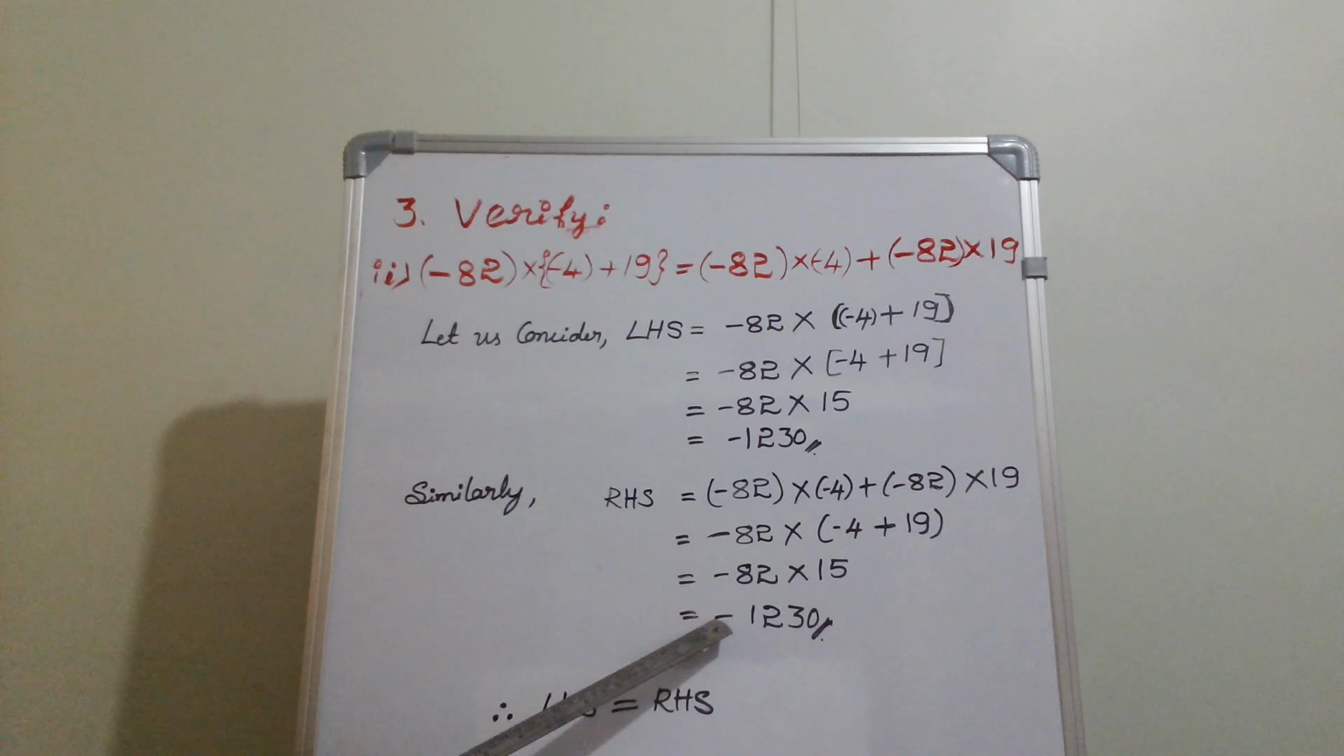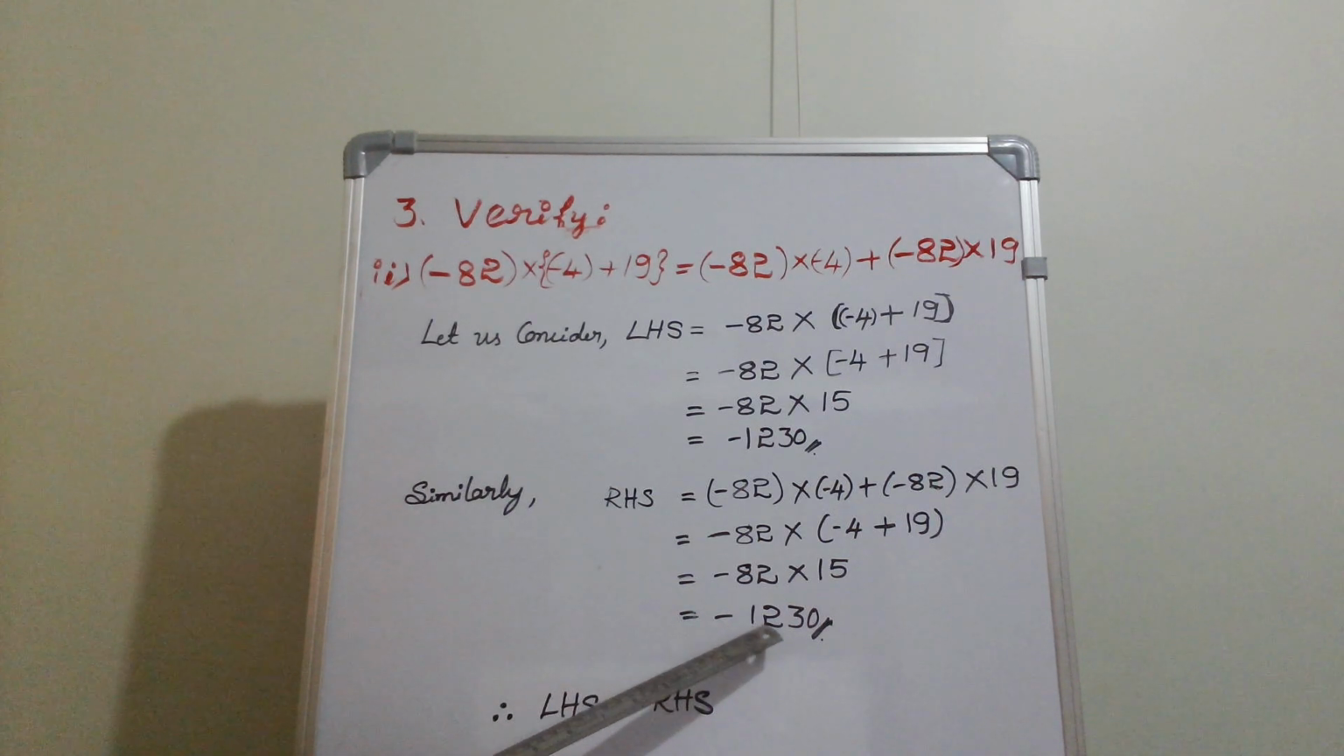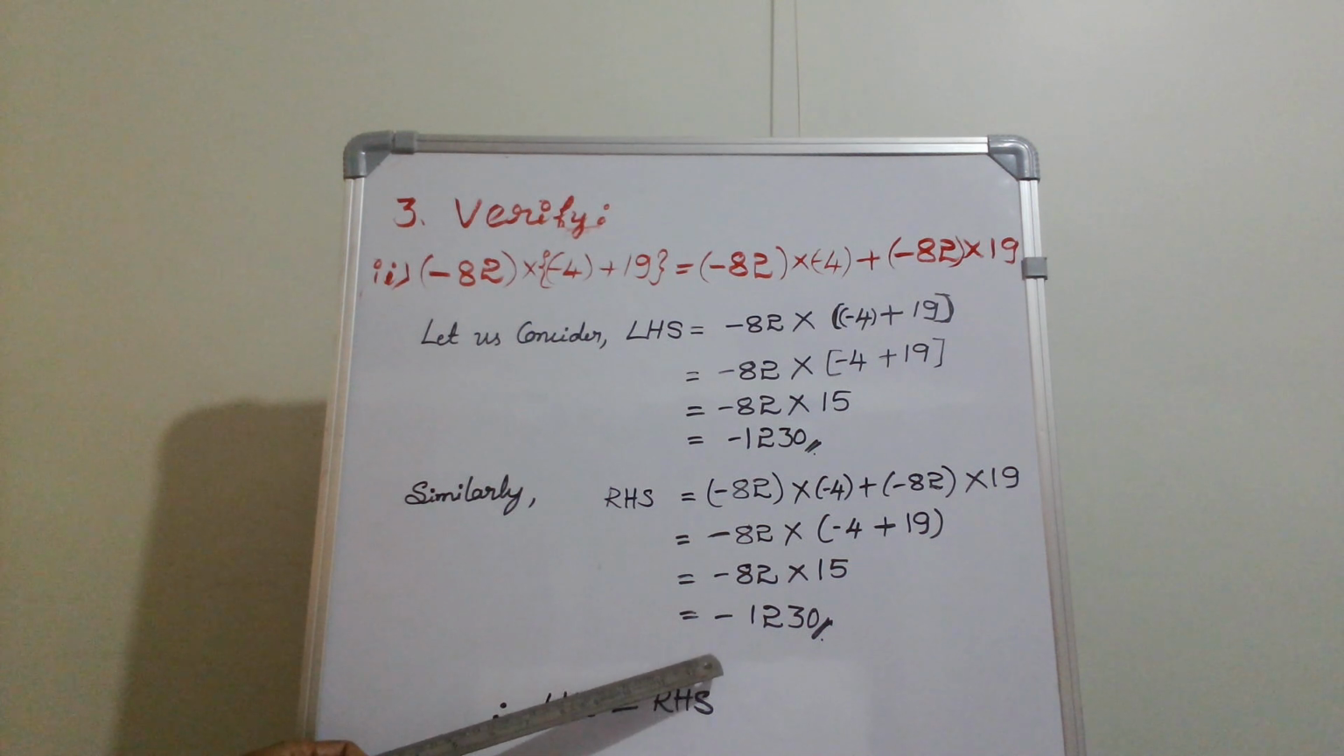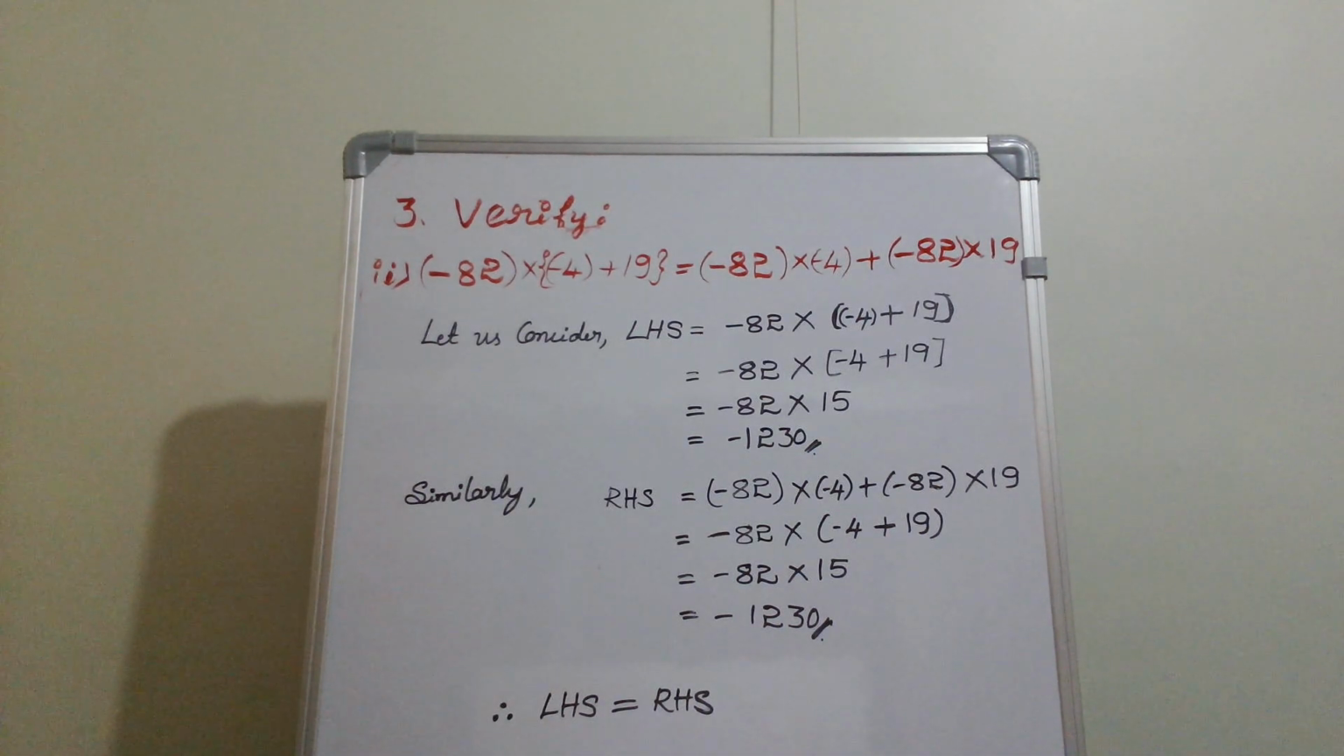So minus sign as it is. So we get minus 1230 as the answer. Both LHS and RHS have the same answer. So LHS is equal to RHS and the problem is verified.